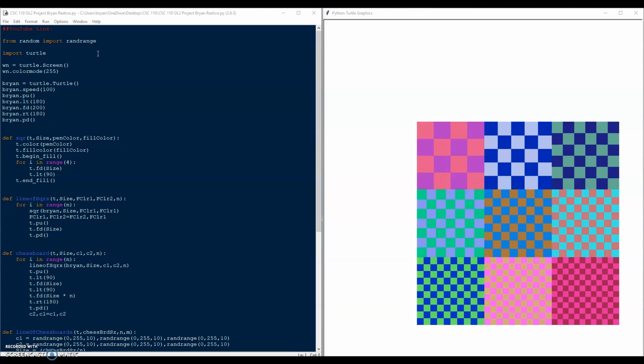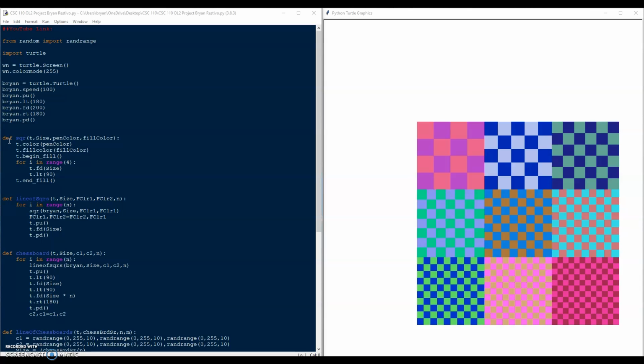So for the project, the first couple lines here, I'm just importing the random range and importing the turtle. And then I'm setting the parameters for the screen here and enabling color mode to the RGB colors. And then these two lines, I'm setting the parameters for the turtle Bryan, and then I'm just moving the cursor so I can display this on the screen more properly.